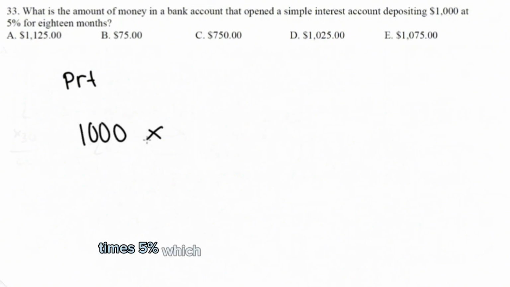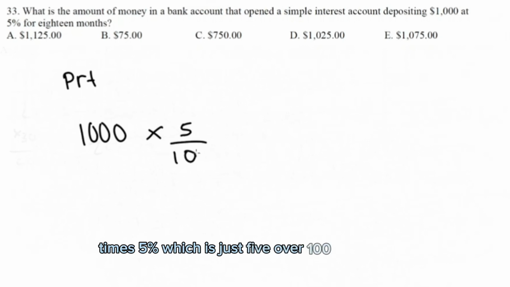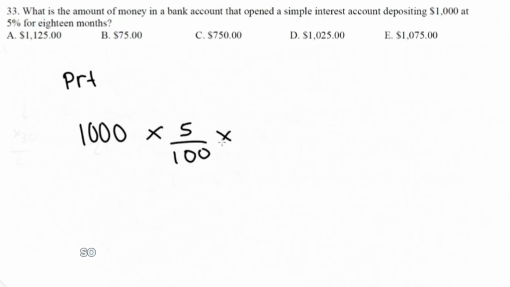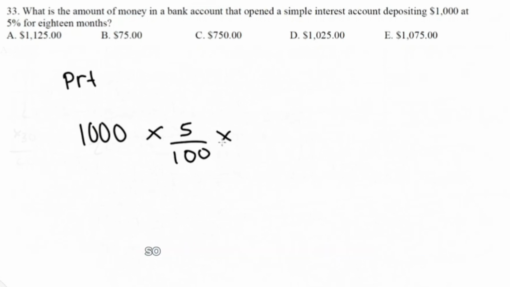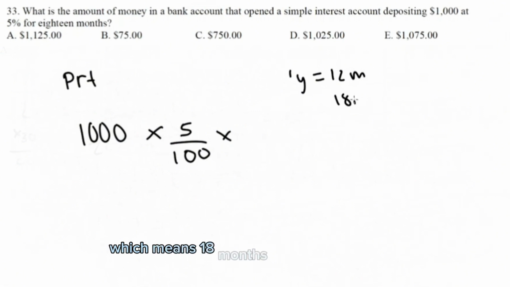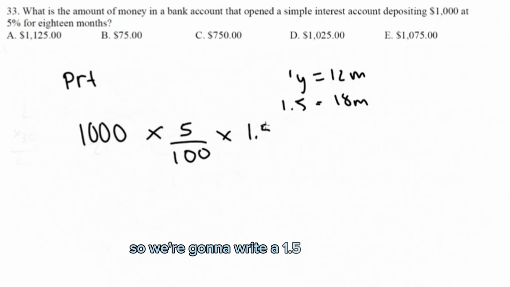times 5%, which is just 5 over 100, times 18 months. So how do we represent that 18 months as a number? Well, we're going to convert it to years. So 1 year is equal to 12 months, which means 18 months is equal to 1.5 years. So we're going to write a 1.5 here.